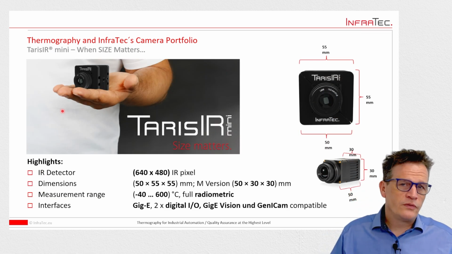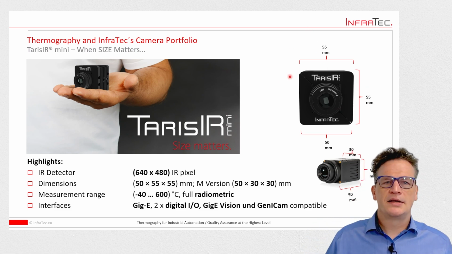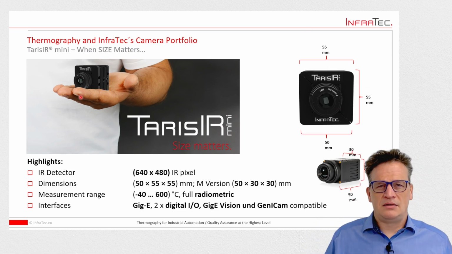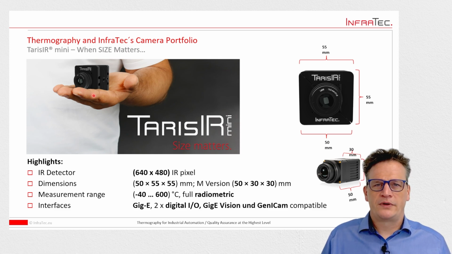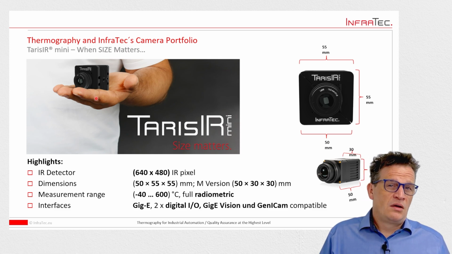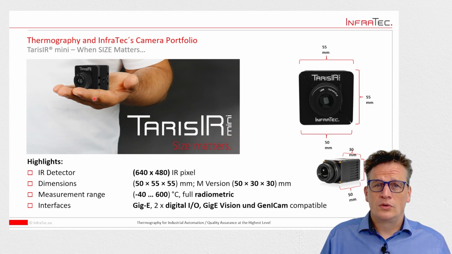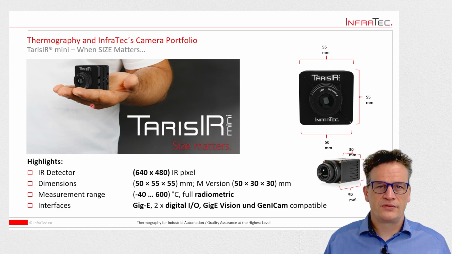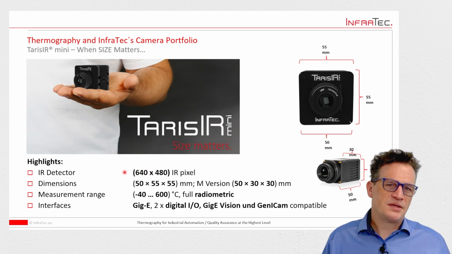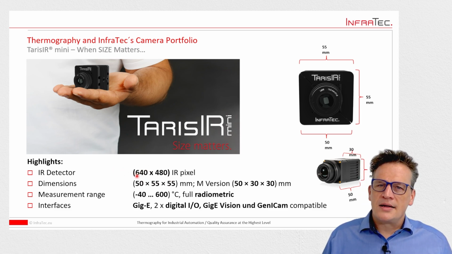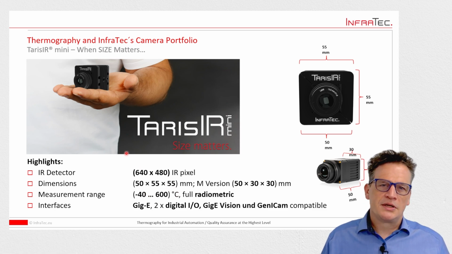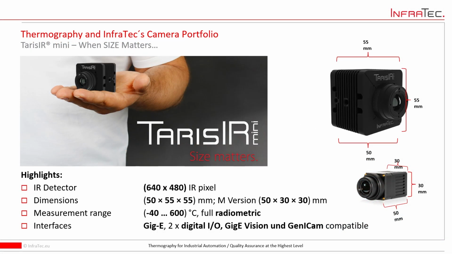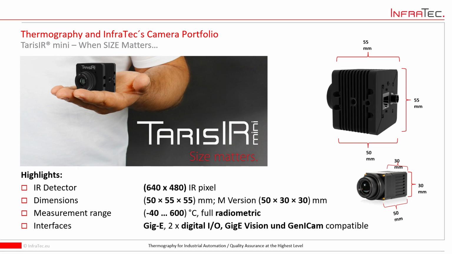Now to one of my personal highlights, the Taris Mini. This camera is tiny, just 5.5 by 5.5 by 5 centimeters in the standard version, or in the OEM version only 5 by 3 by 3 centimeters, but technically impressive. With a resolution of 640 by 480 infrared pixels, a wide temperature range, and a high temperature resolution up to 20 millikelvin, it is technically impressive. For compact or mobile applications, the Taris Mini is a top choice.